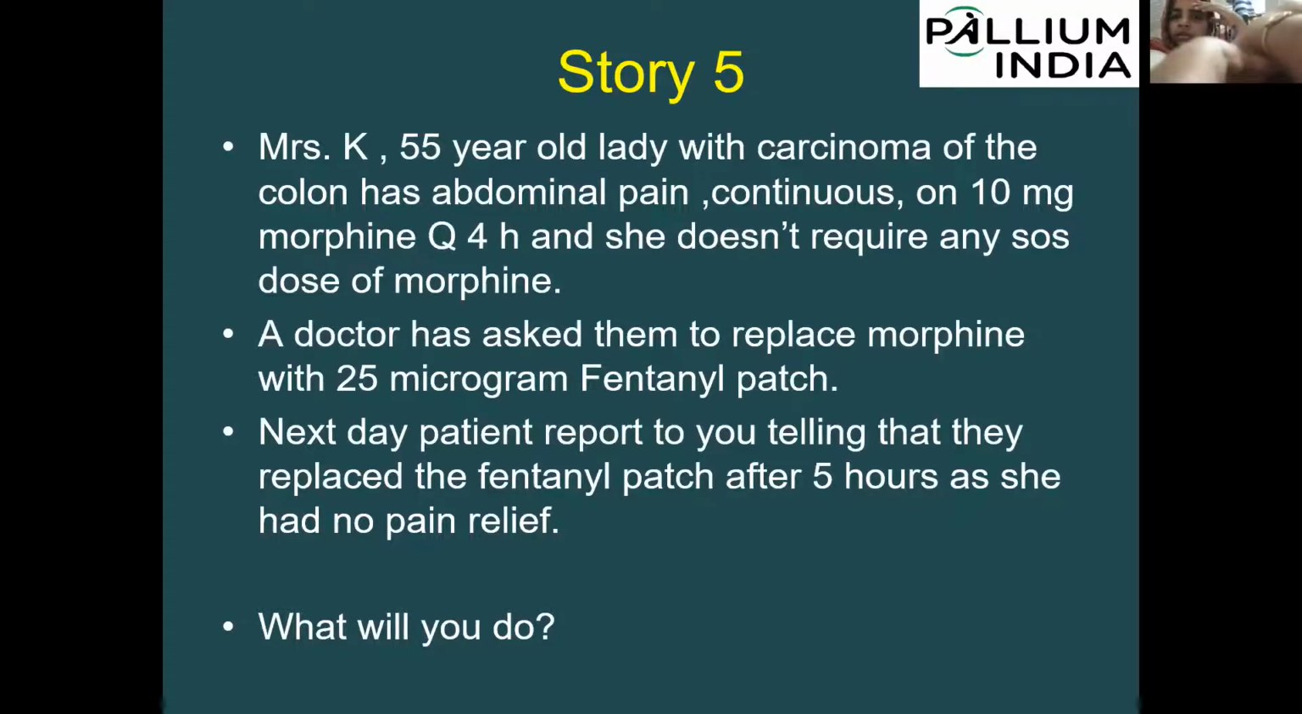So use an adjuvant drug, like add an oral dose of morphine plus the fentanyl patch, or add an adjuvant drug. Suppose this patient had good pain relief with 10 milligram of morphine 4 hourly, and the doctor converted this to a fentanyl patch. That's why she's on 25 microgram. So what would be your answer now? The patient has good pain relief with 10 milligram 4 hourly morphine, and she doesn't require any SOS dose. Can we restart morphine, sir? Why did the patient then have pain? Maybe because the patch was not placed properly, because they have taken it out after 5 hours.